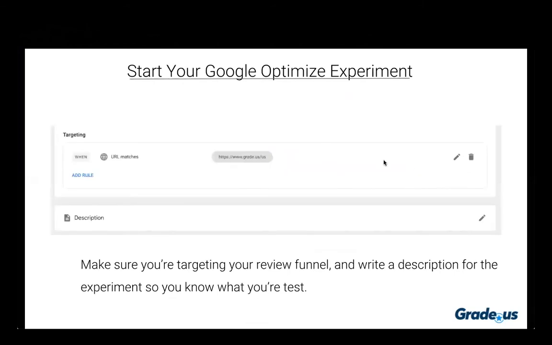Make sure you save, and then you'll choose your targeting. So in this case, we are just using grade.us/us, which is our review funnel. Basic bigger picture tutorial: if you've never used Google Optimize before and you want to use this for your website, you can actually use Google Tag Manager and Optimize on your website. So in that case, you might want to focus on a variety of different pages, or adding specific conditions as to who and what will be targeted and when.